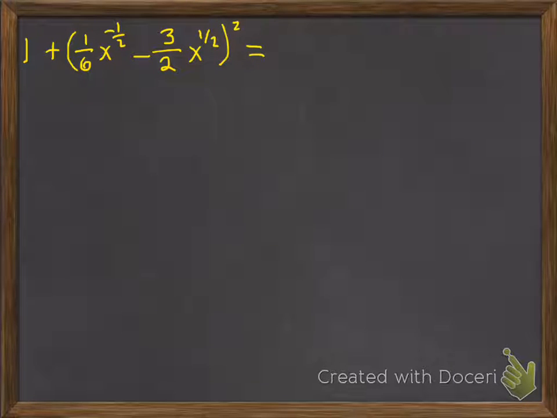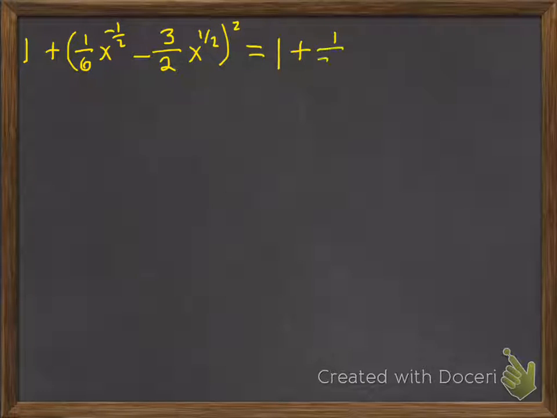Alright, in this video we're going to look at one more surface of revolution, and this particular problem has been rigged so that the stuff under the radical in the surface area formula will form a perfect square, which will offset the square root, so that we can do the integration here. So we're going to look at 1 plus the quantity 1/6 x to the minus 1/2 minus 3/2 x to the 1/2, squared. Then we'll go ahead and FOIL that out.